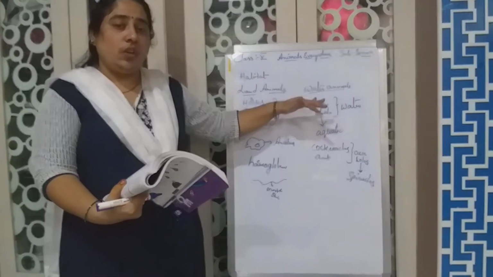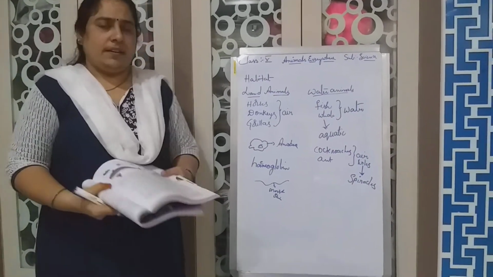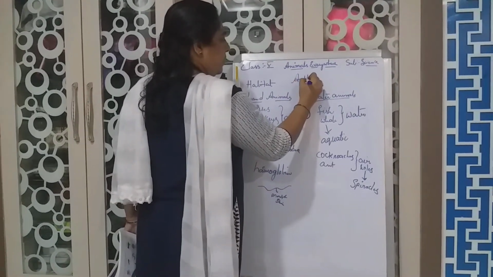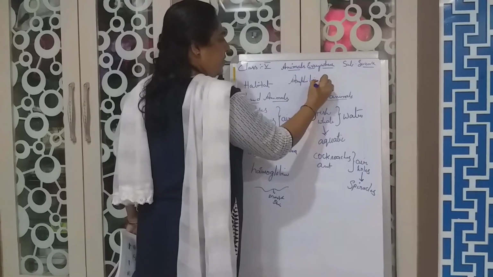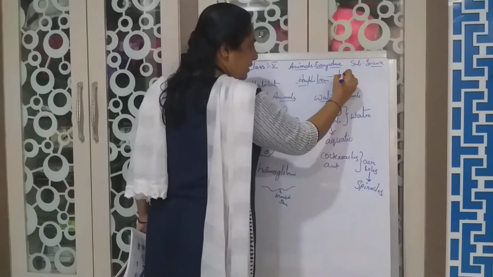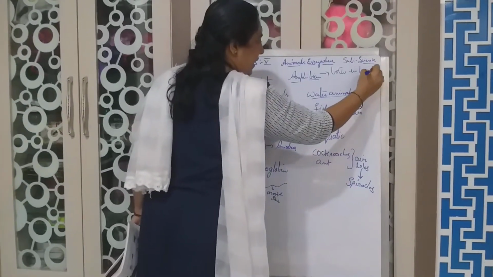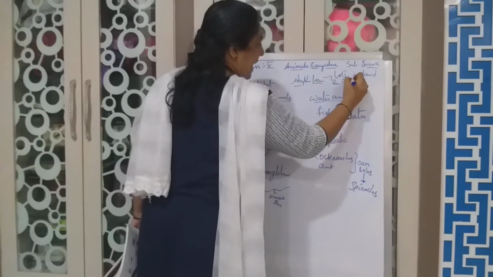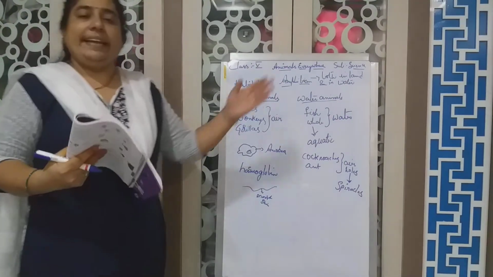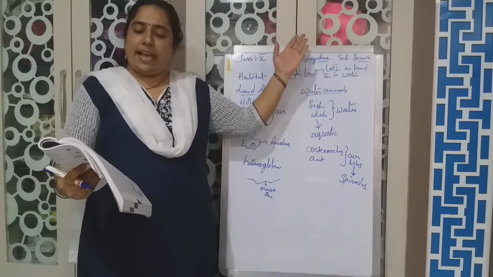A frog is an amphibian. What is an amphibian? An amphibian is an animal which lives both on land and in water. The frog lives both on land and also in water. A frog is an amphibian.